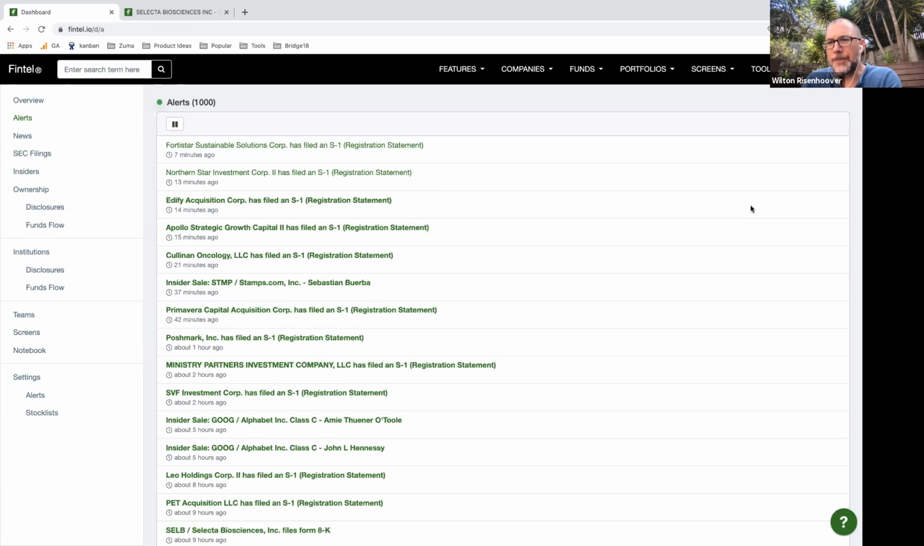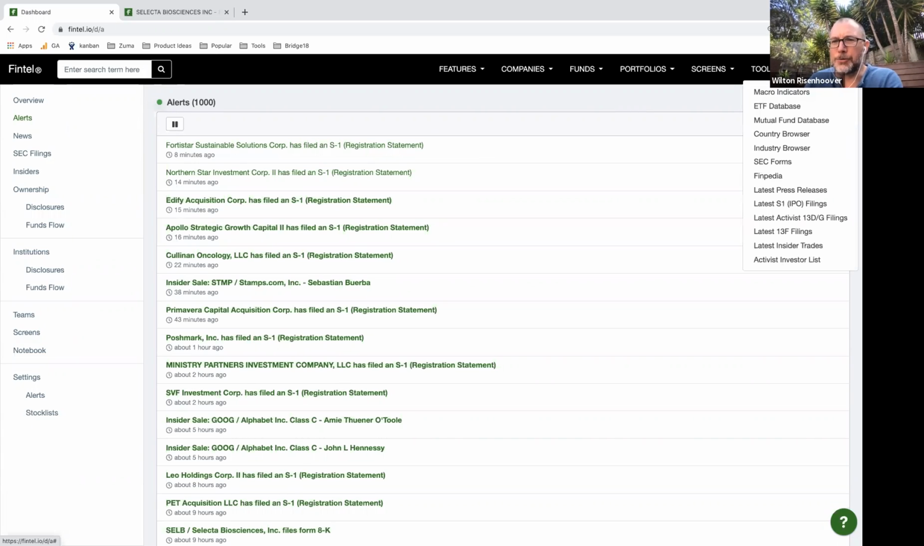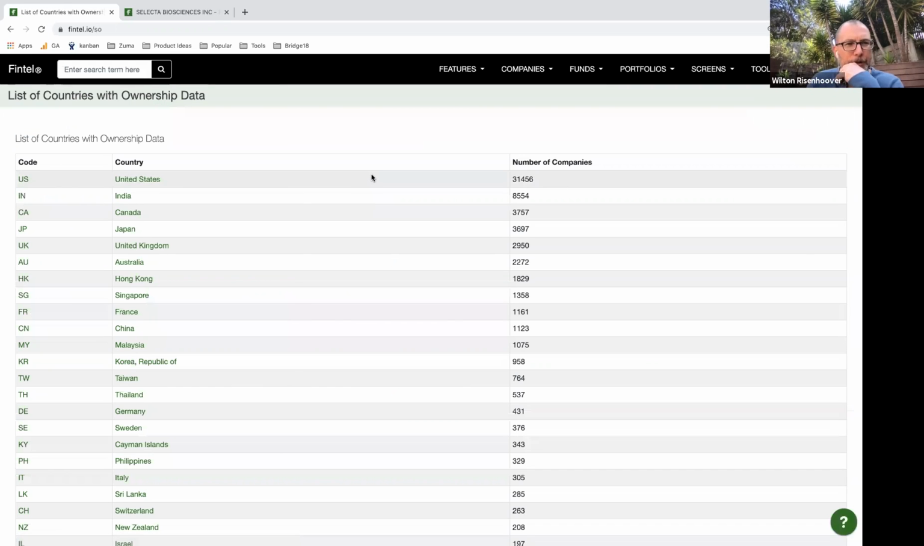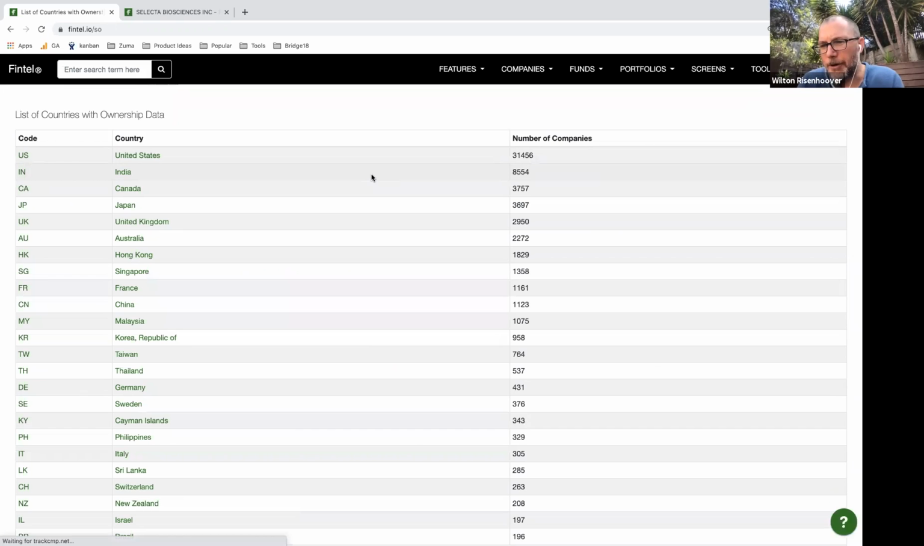Do you cover Canadian companies? We do have coverage of Canadian companies. We actually have ownership data for just about every company in every country in the world. If you go to your tools here and go to the country browser, you're going to see the ownership data. Fintel started off really looking at ownership data. We looked at the 13F filings, and that's how we got to where we are. So ownership data is something that I believe we do really well.